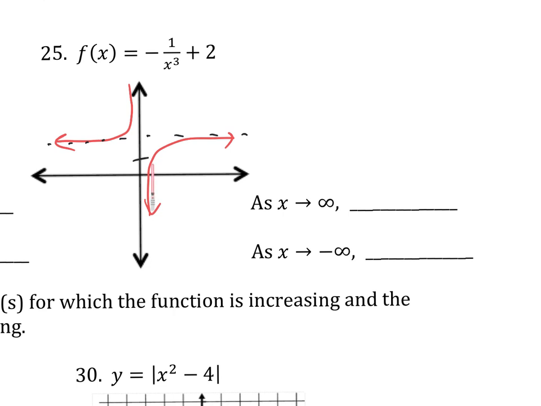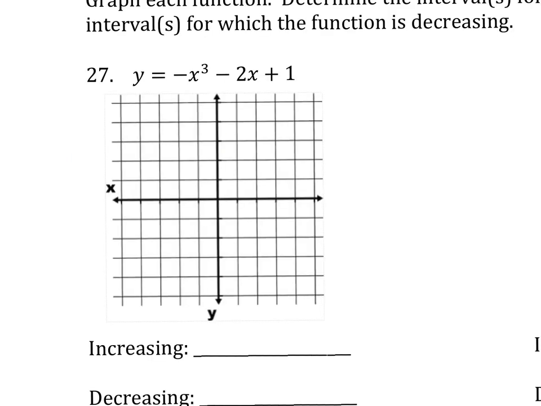So as x approaches infinity, that y is leveling off at 2. It's approaching 2. It's never going to be it. And the same as x approaches negative infinity, my y is still leveling off at 2. Meaning just something like this? Okay. When is it ever increasing? Never. It's going down the whole time. It's never increasing.